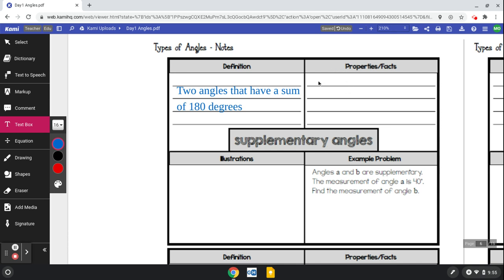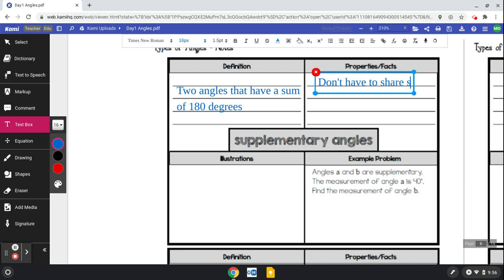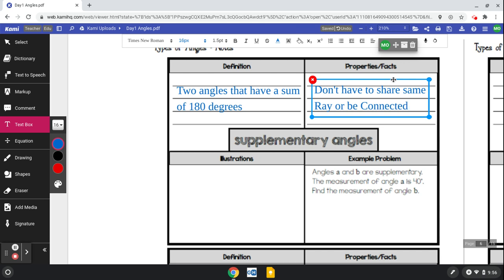Okay, what are some proper facts that we need to know? Something we do need to know: the angles don't have to share the same ray, meaning they don't have to be connected. They can be just two measurements that make 180 degrees.